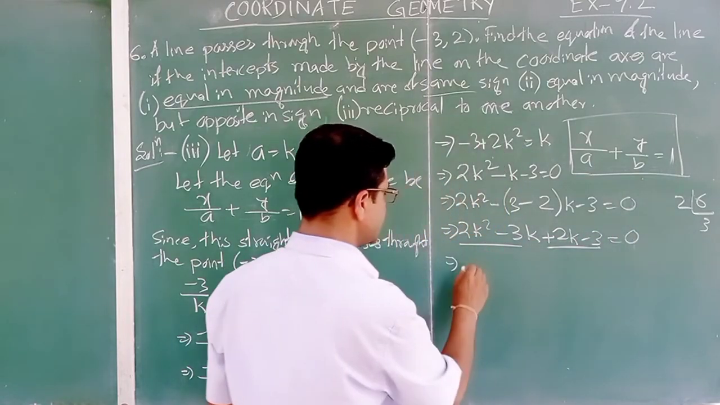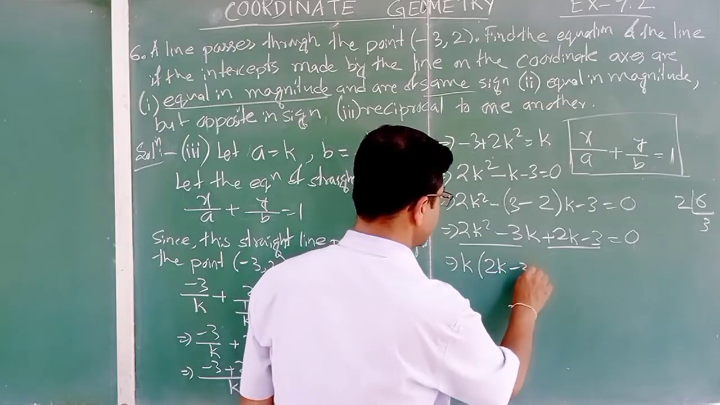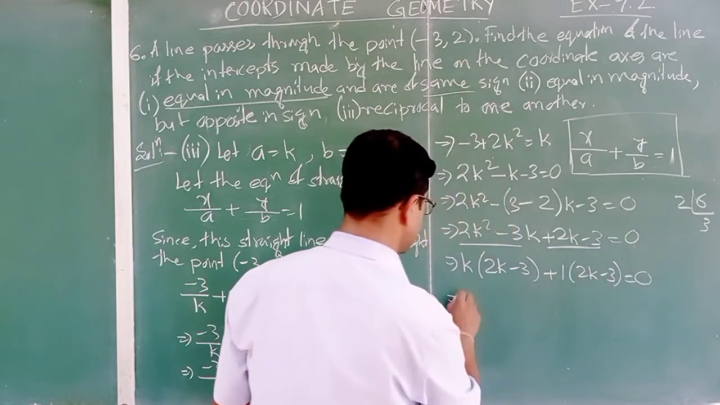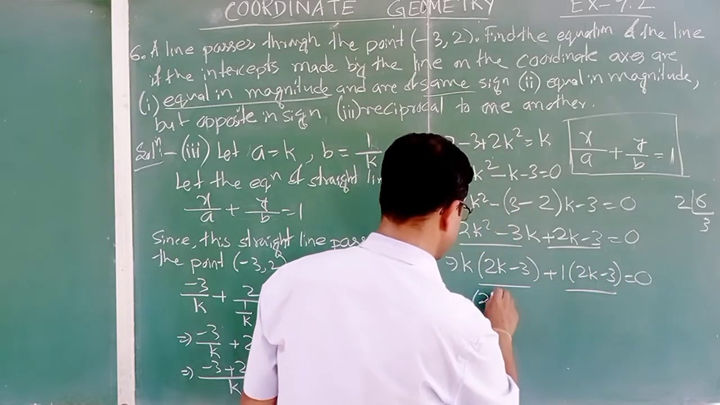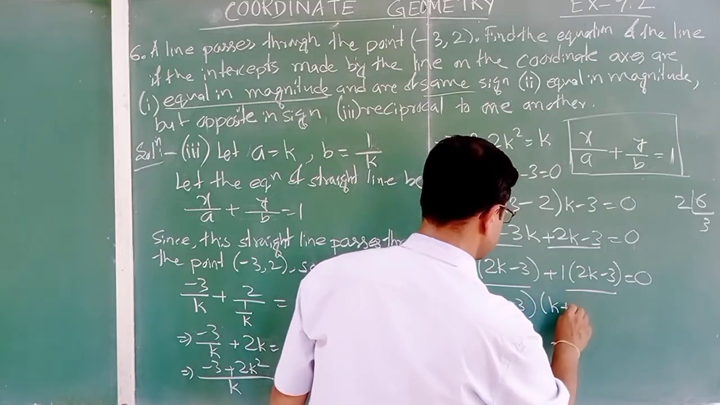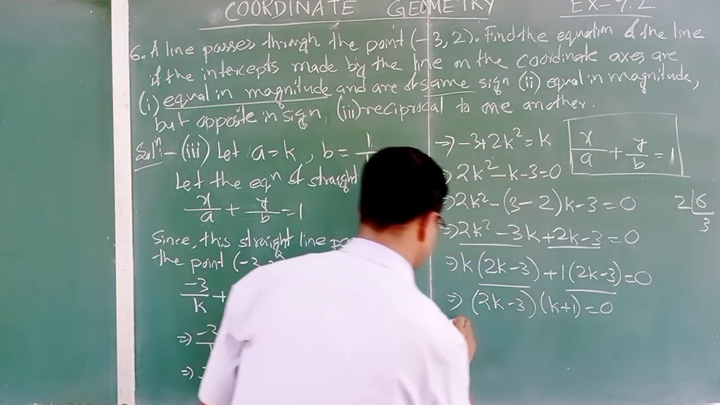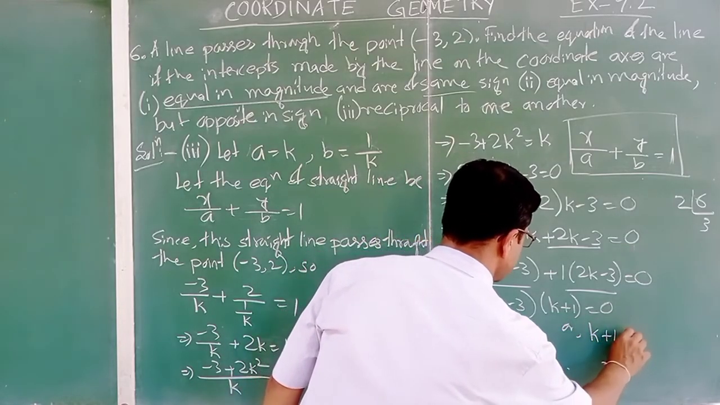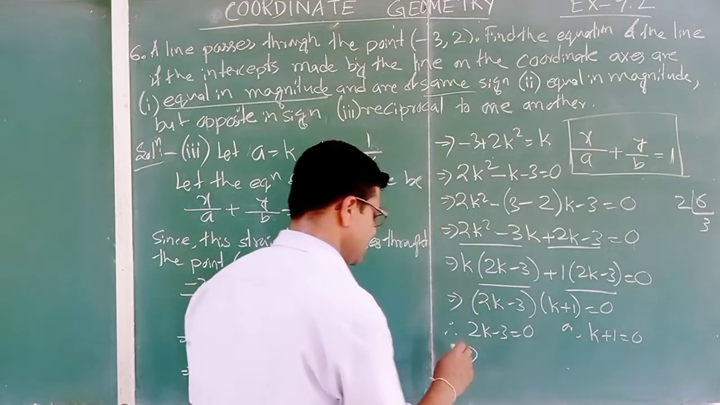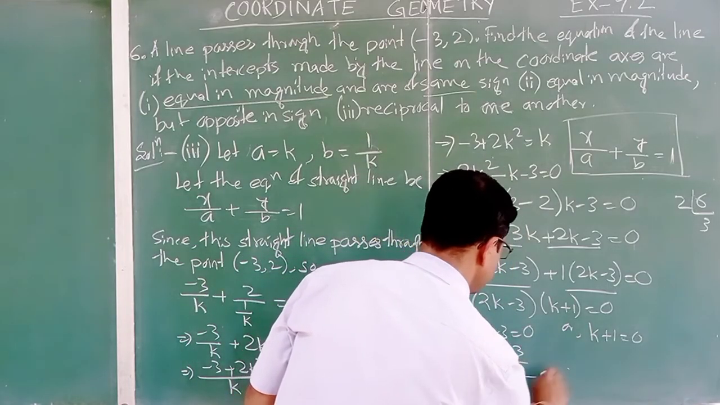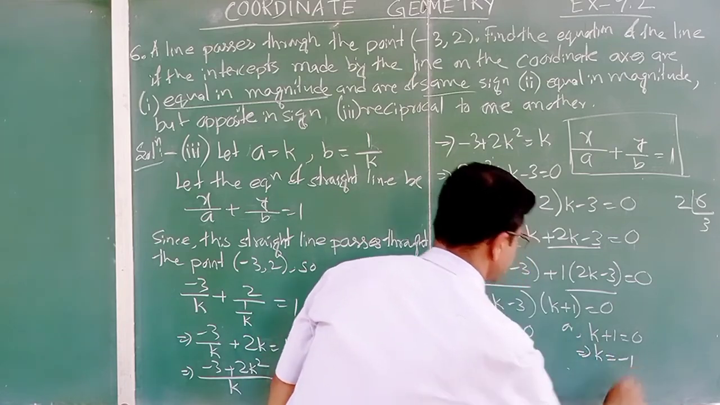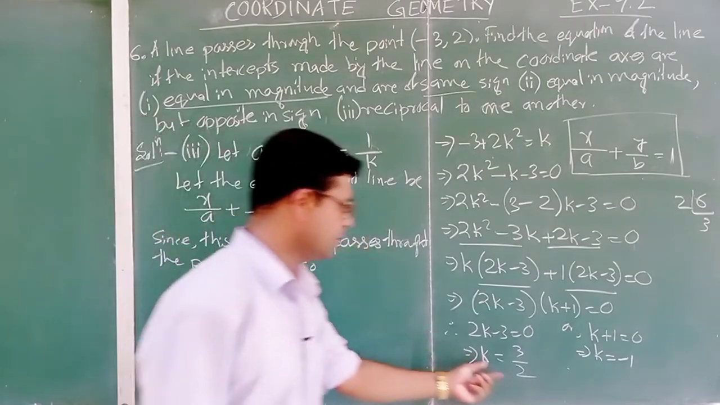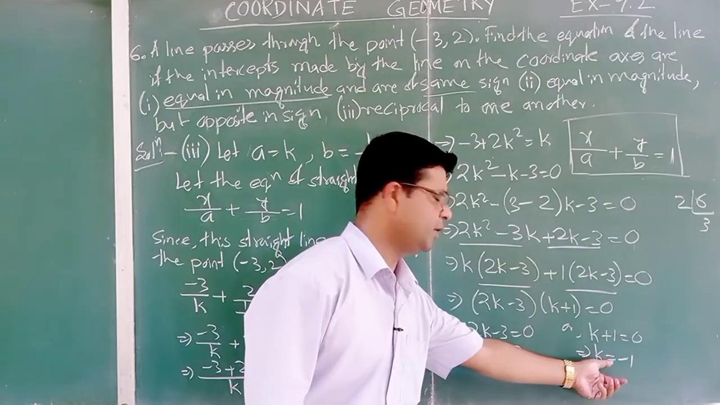There are two pairs. In the first pair, what is common? k is common. So what is left? 2k minus 3. Here plus 1 is taken common, 2k minus 3 is equal to 0. So here this is common, twice k minus 3, then k plus 1 is equal to 0. So either this is 0 or this is 0. Therefore twice k minus 3 equal to 0 or k plus 1 equal to 0. So I am skipping one line only. k equal to 3 by 2, k equal to minus 1. So we can easily now find the equation of the straight line, once taking k equal to 3 by 2 and another case will be k equal to minus 1.